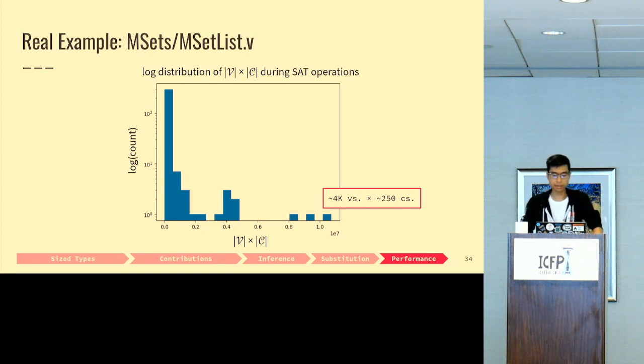This graph here shows its log distribution over the entire file, with buckets of the number of variables times the number of constraints along the x-axis, and the logarithm of the number of operations in each bucket along the y-axis. So although most of the time there are few variables and constraints, so the graph is mostly grouped towards the left, there's still a non-trivial number of instances near the right where V times C can reach even up to 10 million. And that's with 4,000 variables and 2,500 constraints in the largest case.